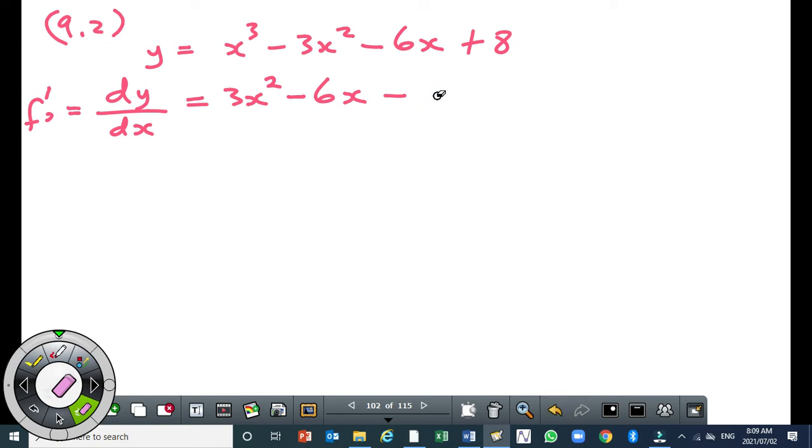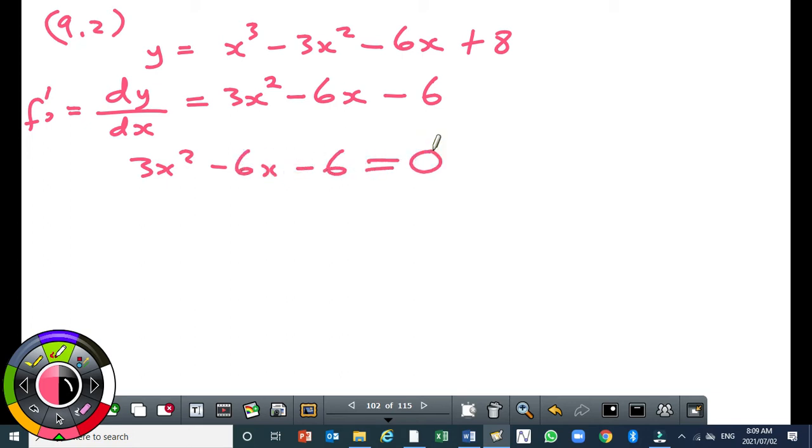Right, I'm going to rewrite it. Okay, 6. So from there we say 3x squared minus 6x minus 6 equal to 0. Right, now this is a quadratic equation. You did quadratic equations since grade 9. The good thing about this one here, if you can't factorize, use the quadratic formula. With the quadratic formula, you never go wrong.